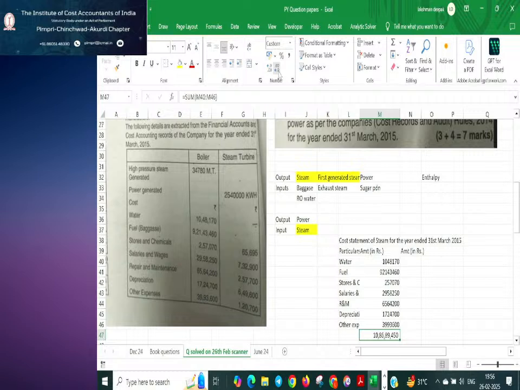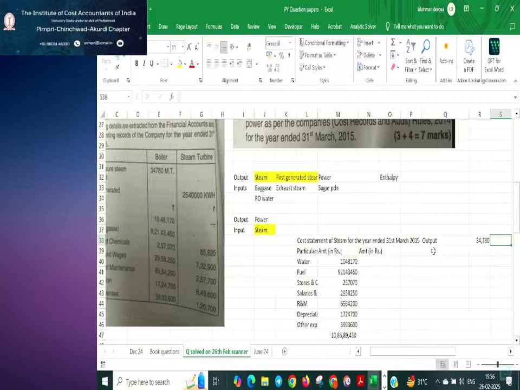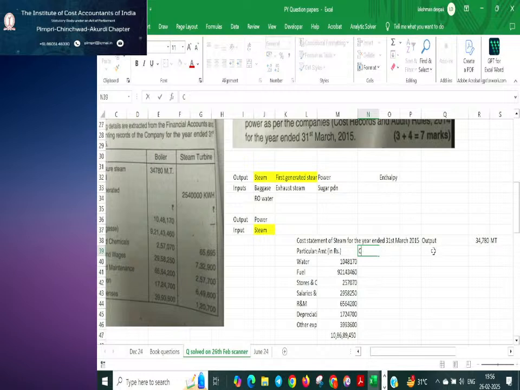Ten crores 86 lakhs 89,450 rupees. This is the entire cost against the output, so output is very important over here. So how much is the output? High pressure, how much is the generated one? 34,780 metric ton. 1 metric ton is 1000 kgs. Okay. So cost per metric ton kitna hai?